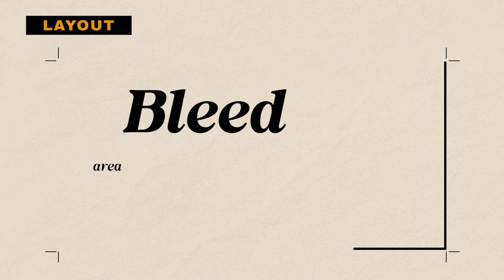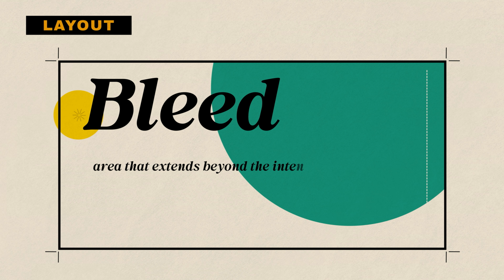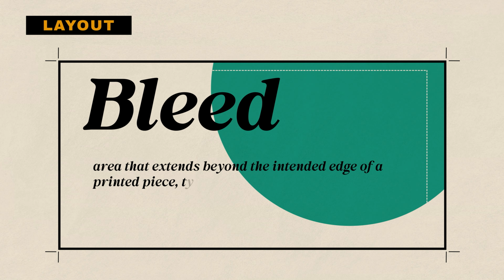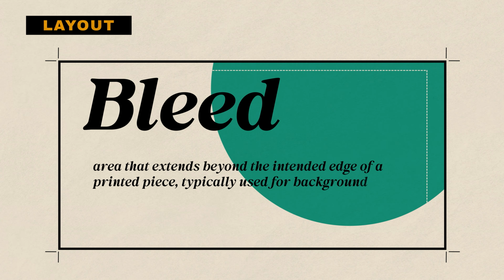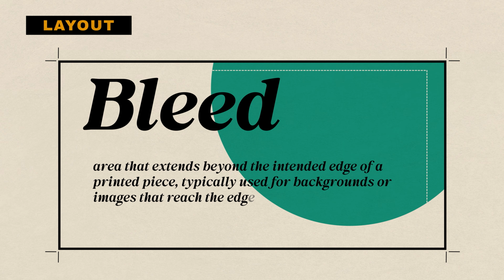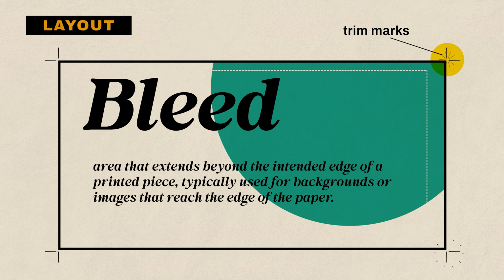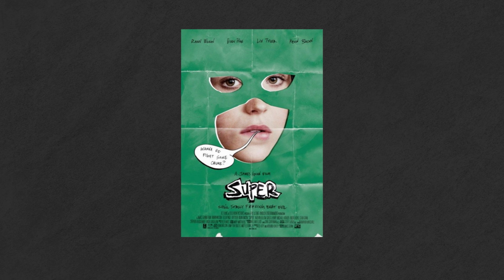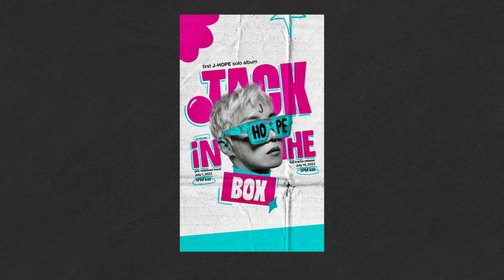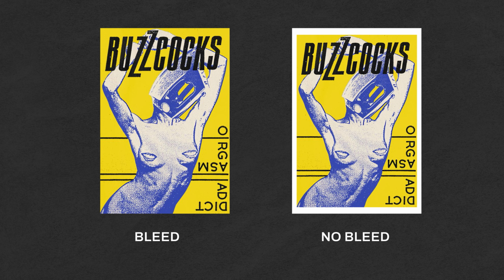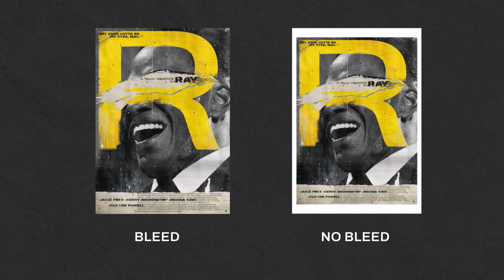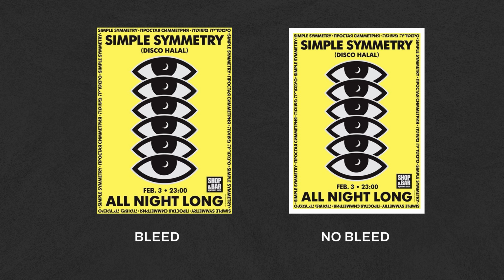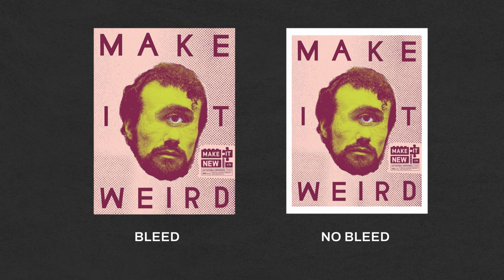Bleed refers to the area that extends beyond the intended edge of a printed piece, typically used for backgrounds or images that reach the edge of the paper. Trim marks indicate the final size of the document after the bleed is cut off. Think of a poster with a vibrant background that bleeds off of the edge, creating a visually immersive experience, as opposed to having a white border around it where the image does not go off of the side.